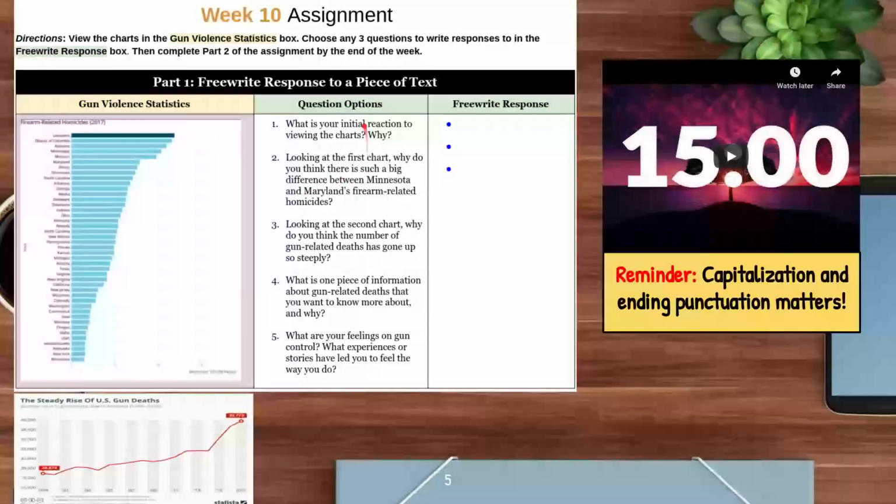So again, you're not going to answer all 5 of these. You can if you'd like, but you're only being asked to answer 3 of them. So pick 3 that appeal the most to you, and then write your answers on the right-hand side. Remember to capitalize the first letter of the first word at the beginning of your sentence, and remember to put a period at the end of your sentences. Please pause the video here, work on that activity for about 15 minutes, and then hit resume when you're ready.